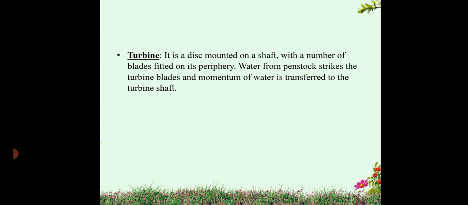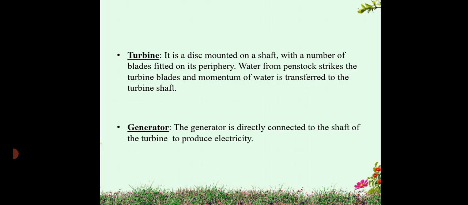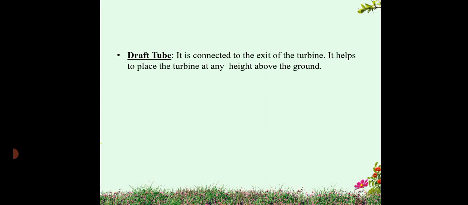Turbine. It is a disc mounted on a shaft with a number of blades fitted on its periphery. Water from the penstock strikes the turbine plates and the momentum of water is transferred to the turbine shaft. And the next one is the generator. The generator is directly connected to the shaft of the turbine and produces electricity.